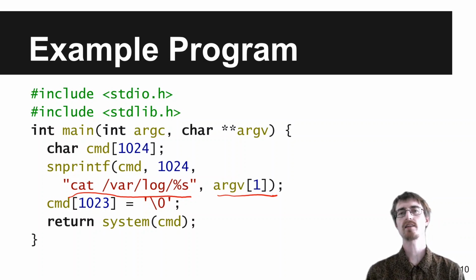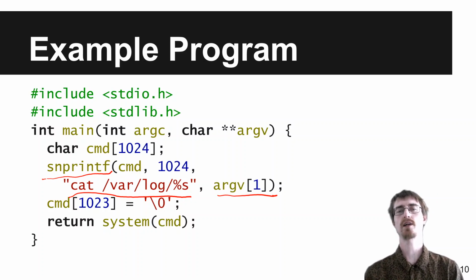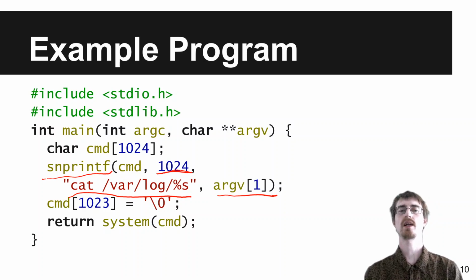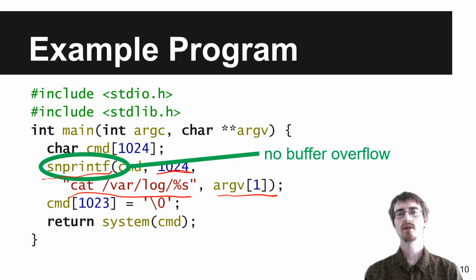Fortunately, in this case, an attack is prevented because we're using the snprintf function. So snprintf, unlike strcpy, which we saw before, actually verifies that the string fits in the buffer. So we specify the size correctly, which means that in this case we have no buffer overflow, which is of course very nice. Next, we terminate the string. No buffer overflow. Great. And then we pass the string to the function system, which happens on the line of the return statement.